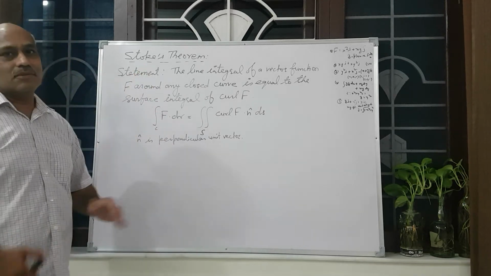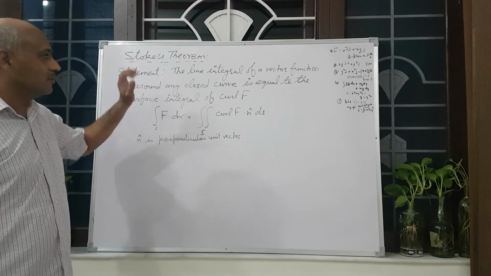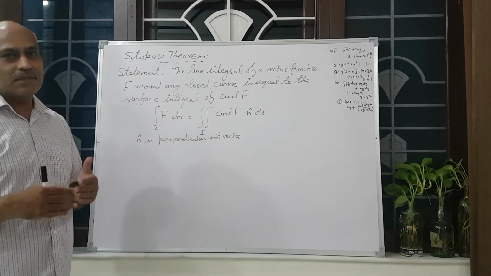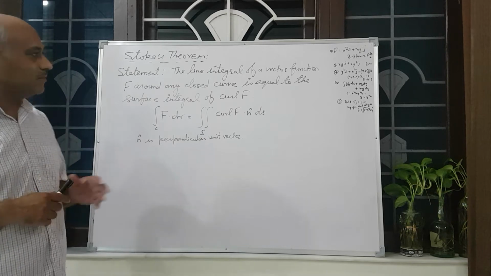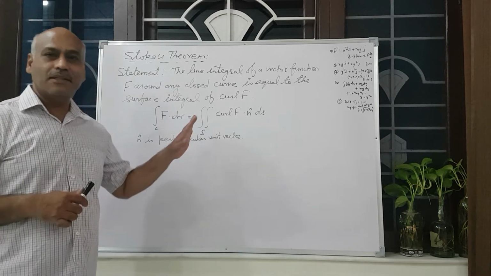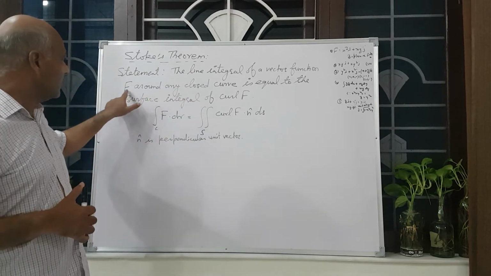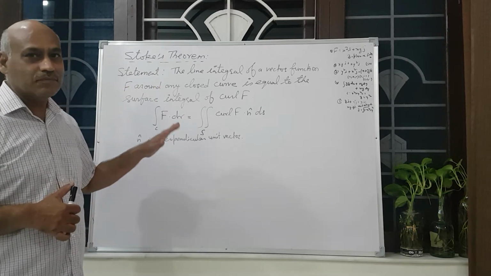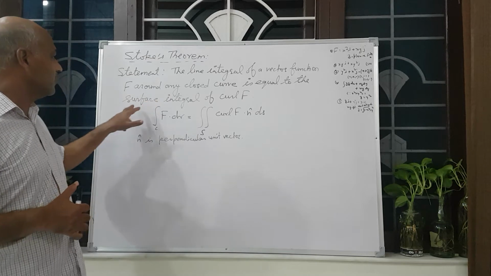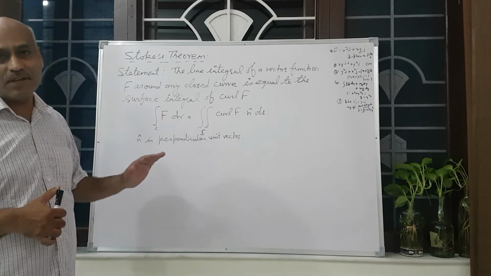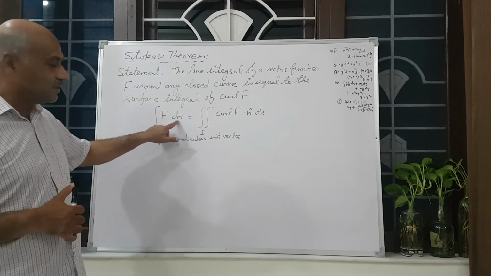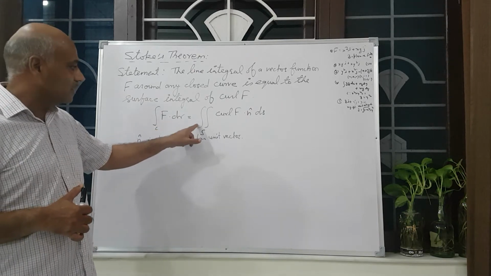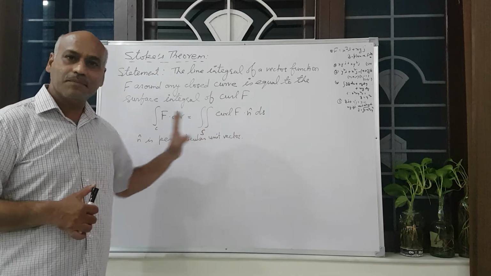So today we will discuss Stokes theorem. Stokes theorem is defined as line integral to surface integral. It means the line integral of a vector function F around any closed curve is equal to the surface integral of curl F. That is, F dot dr is the line integral, a single integral, and this is the surface integral, a double integral, of curl F dot n cap dS.